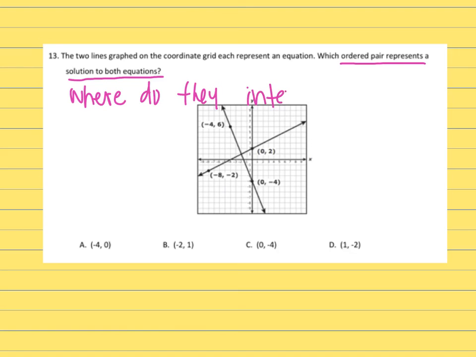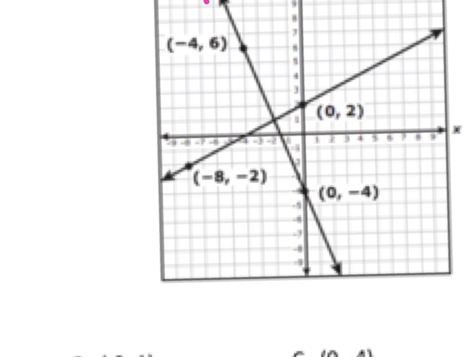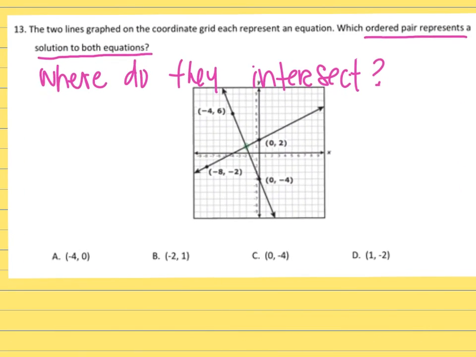Because at that one point, it's part of both lines. Where do they intersect? So if you just zoom in on your graph, this one little dot right here where they intersect, if you write down the coordinates of that one space, it's the only spot that's shared by both lines. That's what this is referring to. So look in your answer choices and find which one of those completes both lines where they intersect.